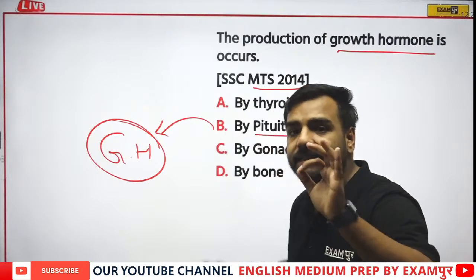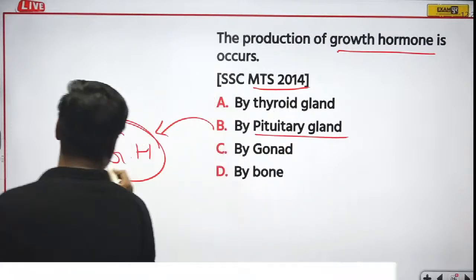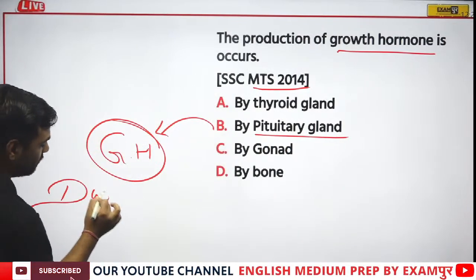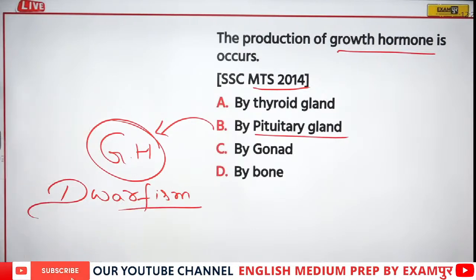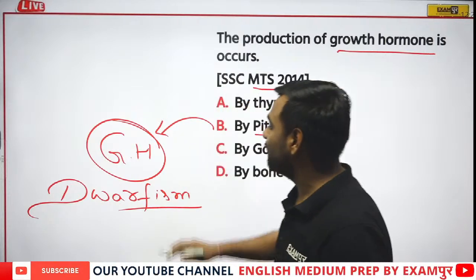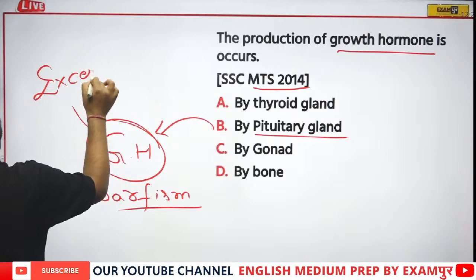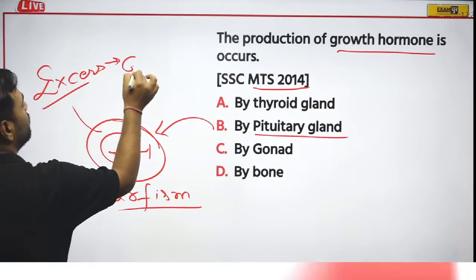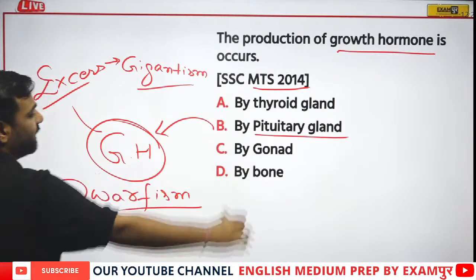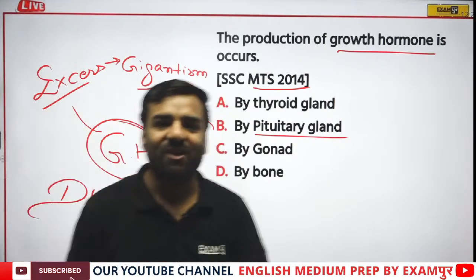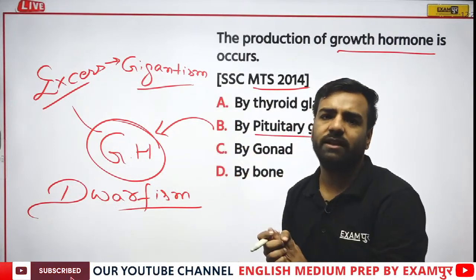If the person is lacking this growth hormone, that particular person will actually suffer from dwarfism. If I talk about the excess of this hormone, the excess will lead to gigantism, that is of great height. Very high or very long. So this is actually the role of the pituitary gland, but not only this growth hormone.